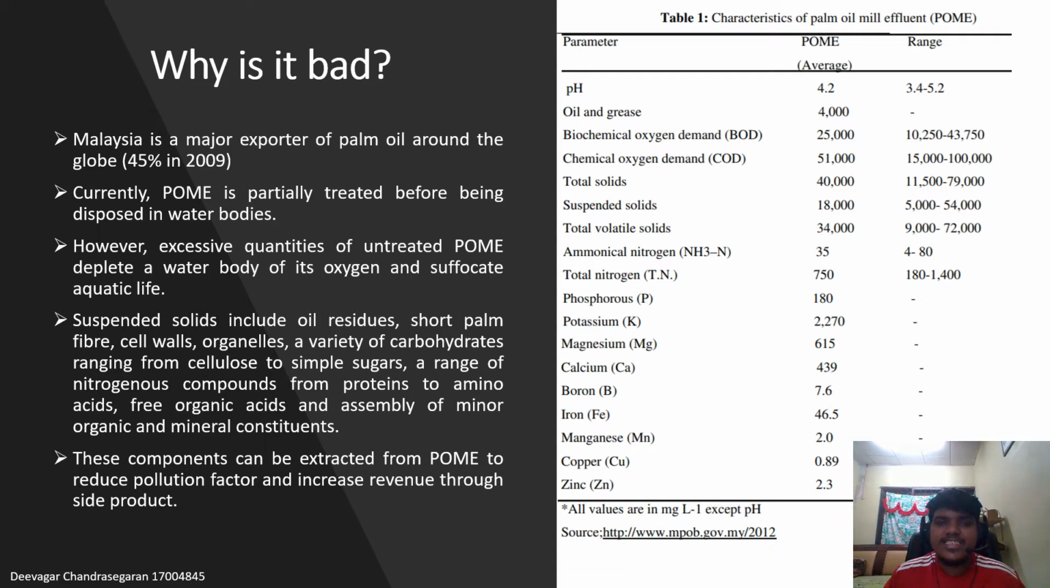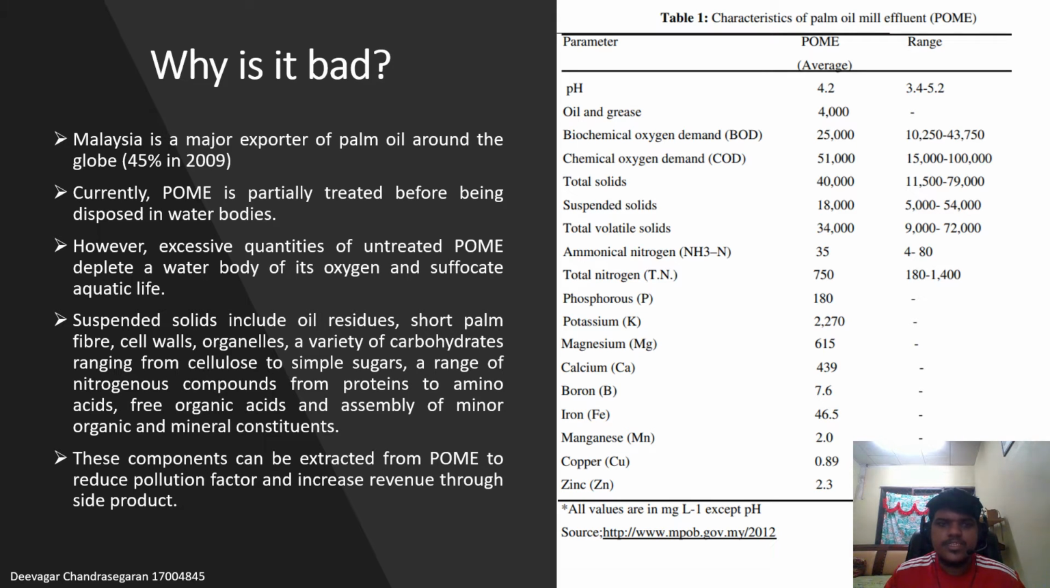Other than that, it has a high content of suspended solids. Now, suspended solids in POME would include oil residues, short palm fiber, cell walls, organelles, a variety of carbohydrates ranging from cellulose to simple sugars, a range of nitrogenous compounds from proteins to amino acids, free organic acids, and an assembly of minor organic and mineral constituents. Some examples of these mineral constituents would be potassium, phosphorus, magnesium, calcium, nitrogen compounds, and so forth.